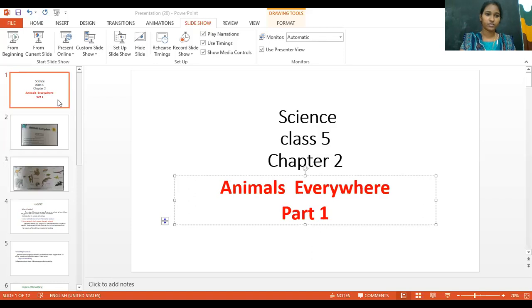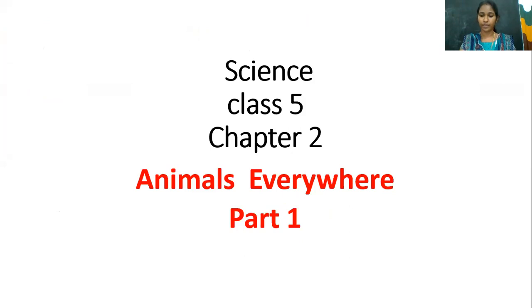Hi students, in the previous class we finished our first chapter, Plants Increasing the Numbers. I think you have all written the question answers in your notebook, studied all the answers and read your chapter thoroughly. Okay, now we are moving forward to the next chapter. What is the chapter name? Your second chapter is Animals Everywhere.